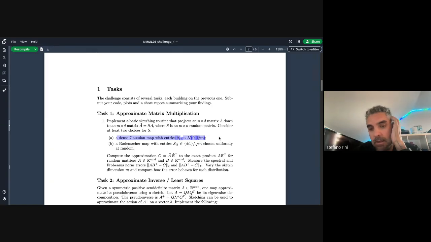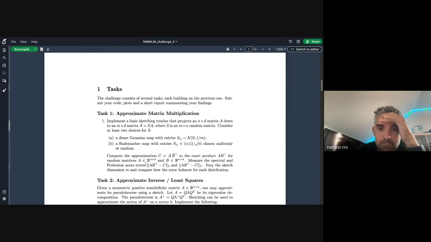Well, we can have entries at random. This is where the beauty comes in. The entries are fully random. In one option, we just take them to be a Gaussian random variable with mean 0 and variance 1 over n. In the other, we choose them uniformly at random between -1 and +1, divided by the square root of m.